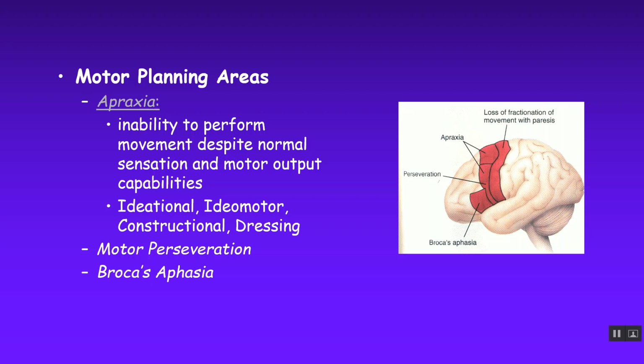So there are different types: ideational, ideomotor, constructional, dressing apraxia, et cetera, depending on where the lesion is and the area it affects. You can get these unique things. Ideational apraxia is where they can't even get the idea of how to do something. They can't even get the thing started.